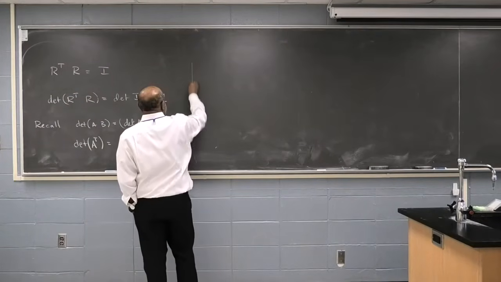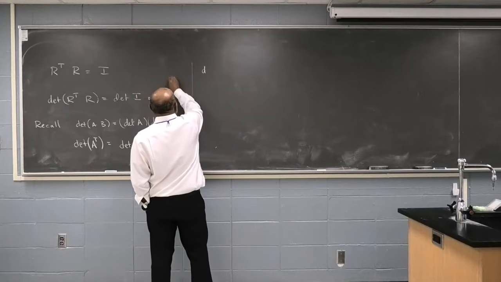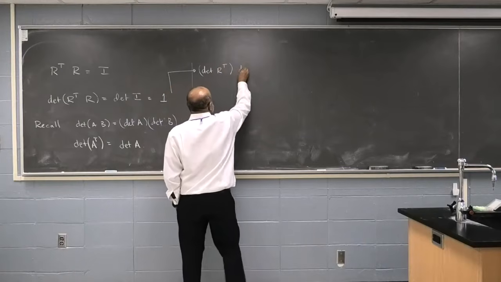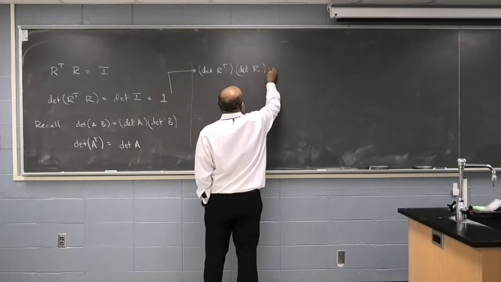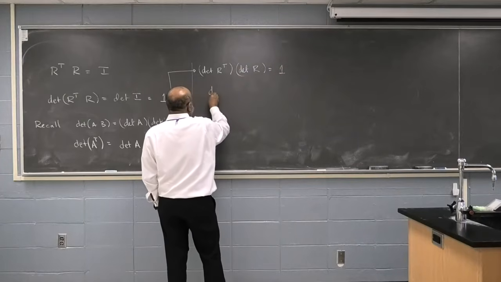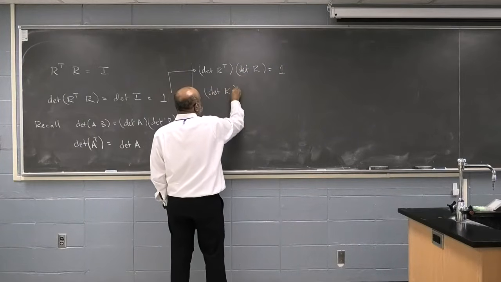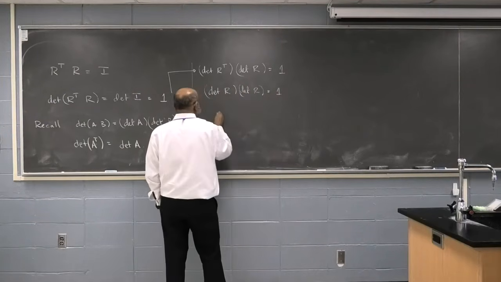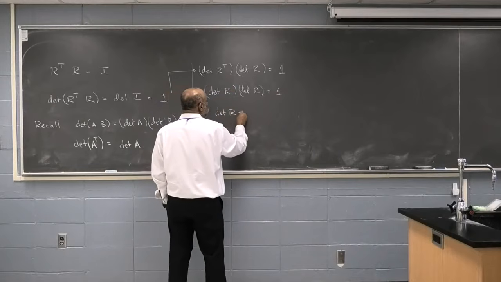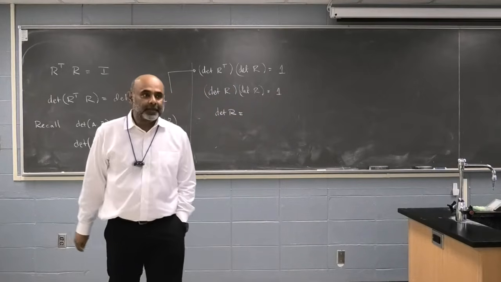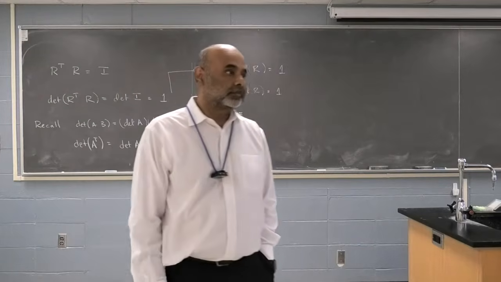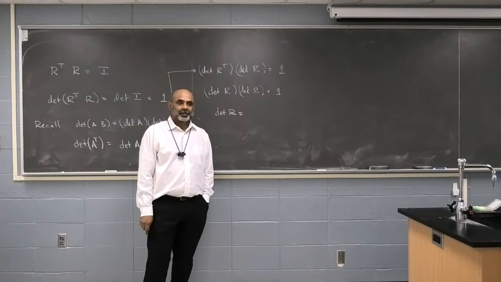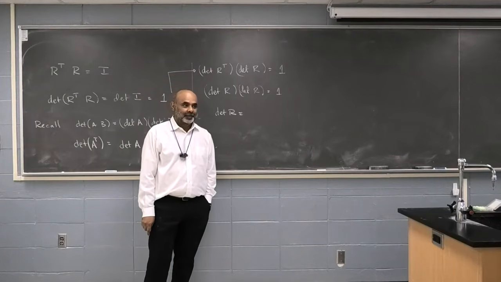So that implies determinant of R transpose times determinant of R equals 1. This implies determinant of R times determinant of R equals 1. This implies the determinant of R equals what? Give me the full answer. 1. The full answer. Determinant of the identity.